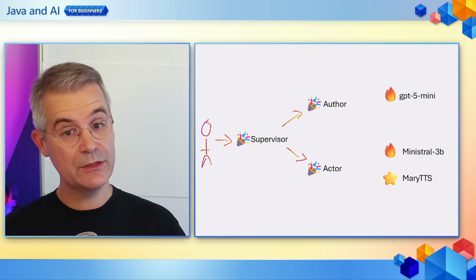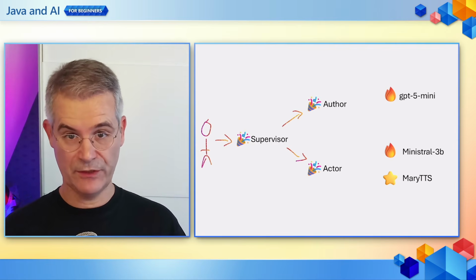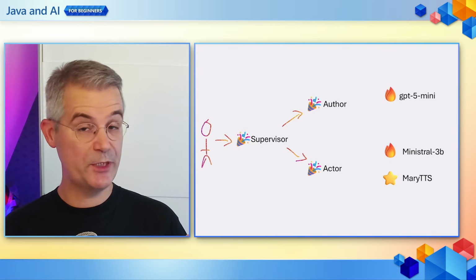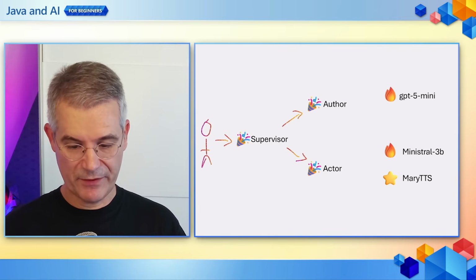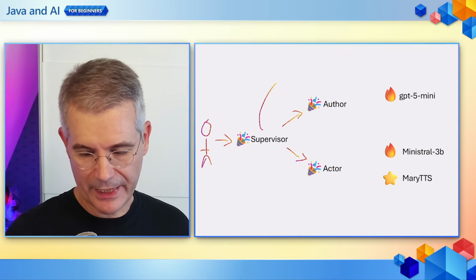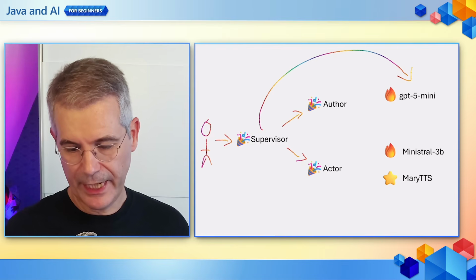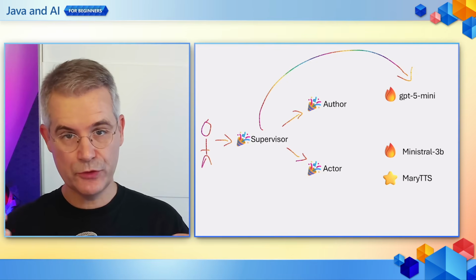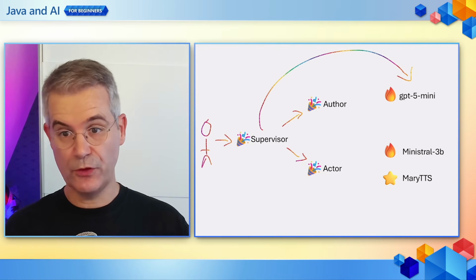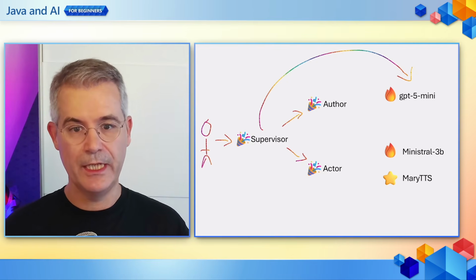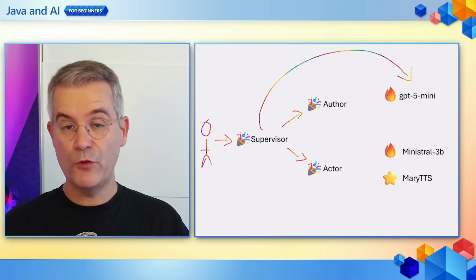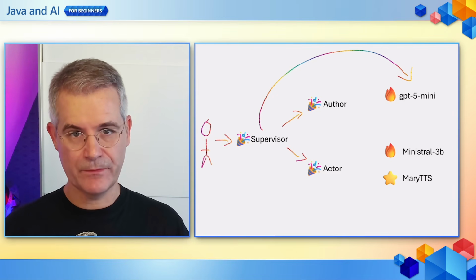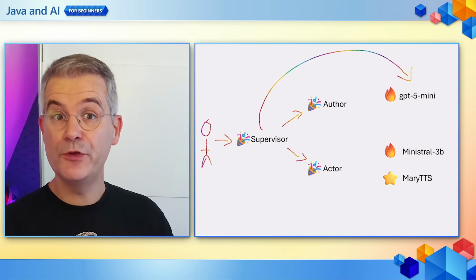There are 2 ways to orchestrate those agents using Langchain4j. Either we use what we call pure AI. So the supervisor will use an LLM like here GPT-5. And using that LLM, it will decide by itself which agent to call first, which agent to call second, and if they call them at all. That's probably the most powerful way to use AI agents. And that's what we call pure AI.